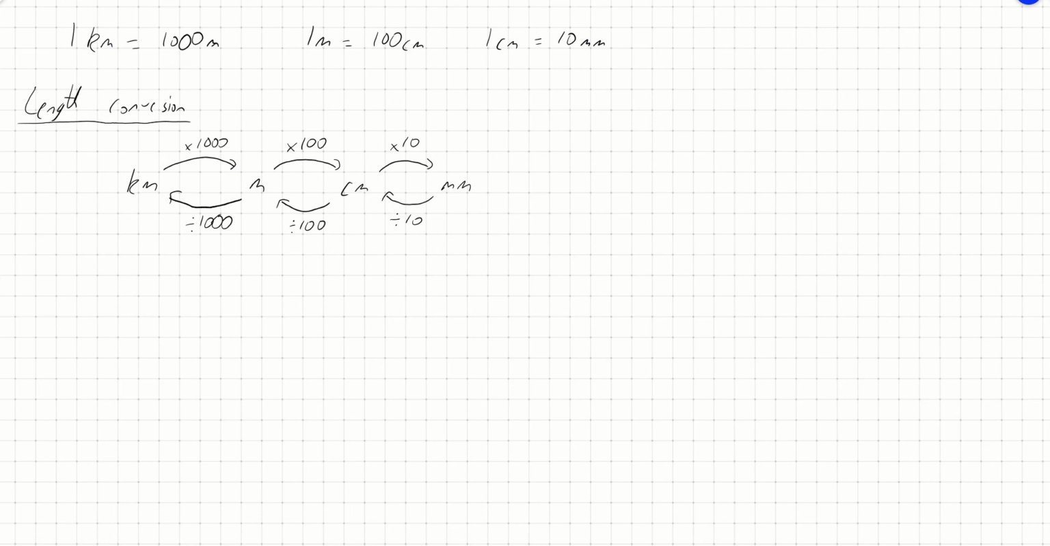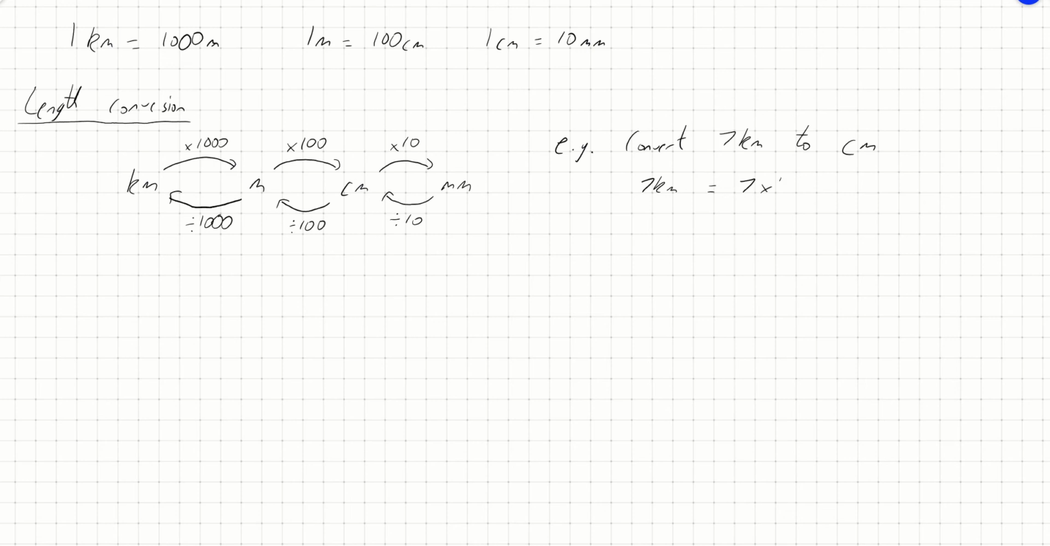Okay, so let's have an example. E.g., convert 7 kilometers to centimeters. Now, this is sort of two steps. Kilometers to centimeters, they're not next to one another. So probably the easiest thing is to do 2 steps at a time. So 7 kilometers is equal to how many meters? Well, to get from kilometers to meters, we multiply by 1,000.